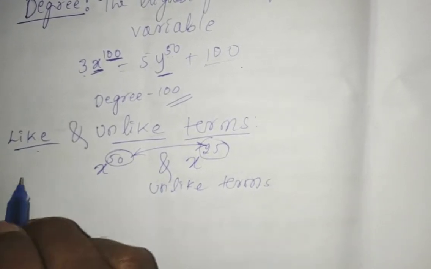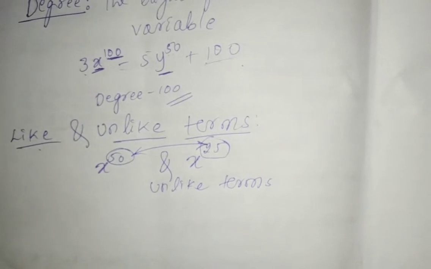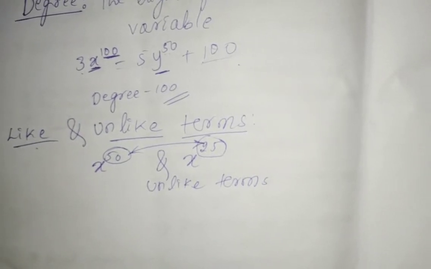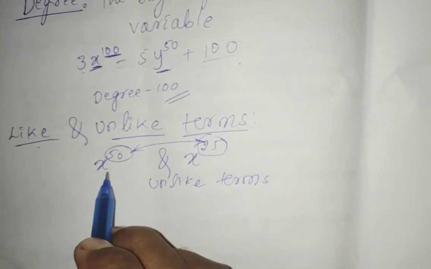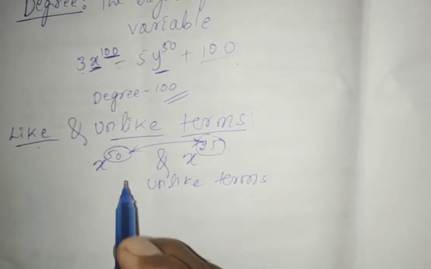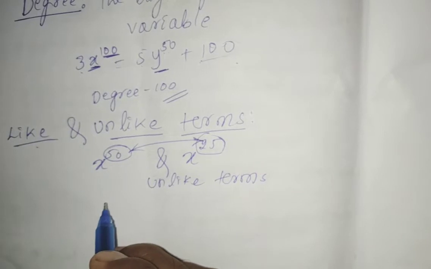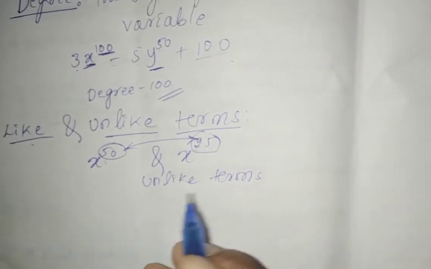Why am I explaining this? Because next we are going for operations. Operations means addition, subtraction, multiplication and division. In addition and subtraction, first we have to identify like terms. If they are like, then only we can add and subtract them. These two cannot be added and these two cannot be subtracted.